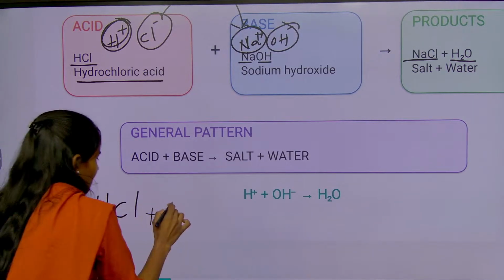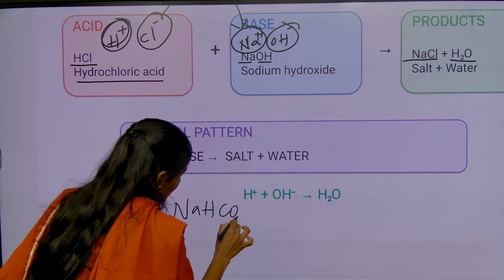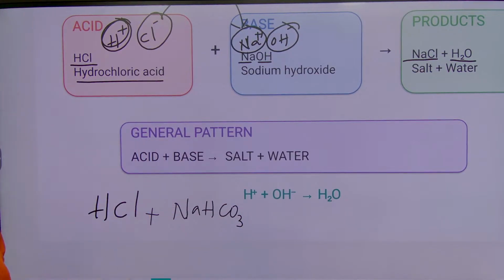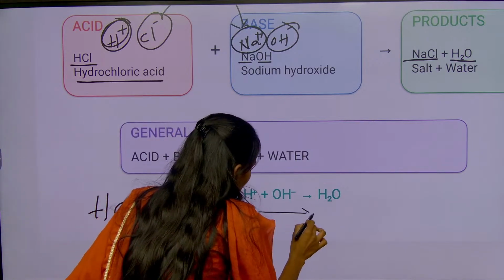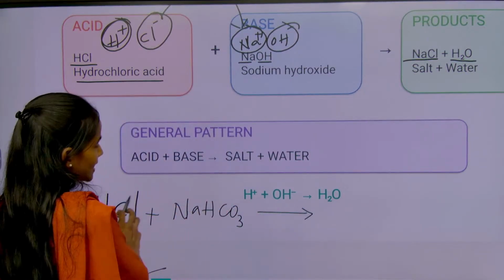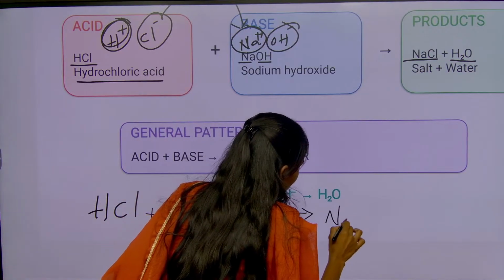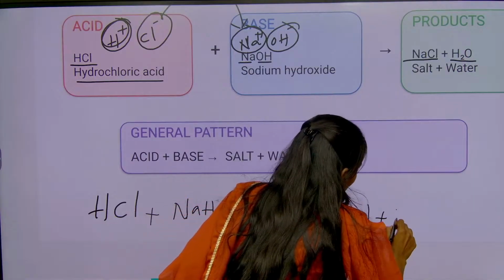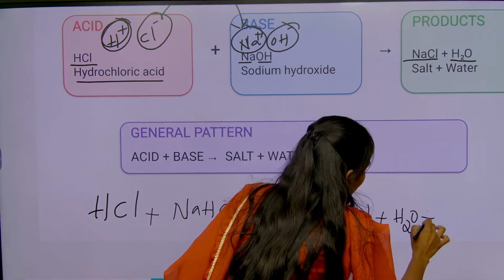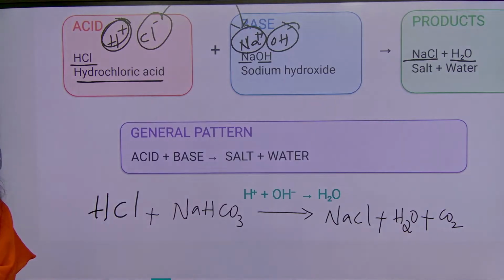For example, instead of NaOH, if hydrochloric acid reacts with sodium bicarbonate, NaHCO3, it is nothing but sodium bicarbonate. HCl will react with NaHCO3, and it results in the formation of NaCl, salt, and the next one is water. Along with these two, it will result in the formation of carbon dioxide also.